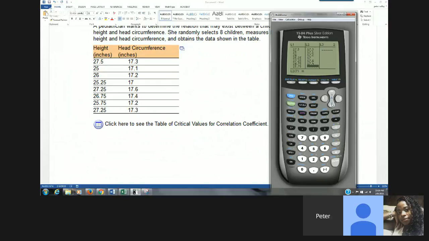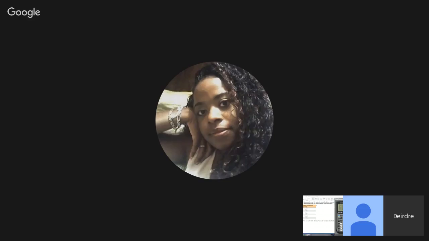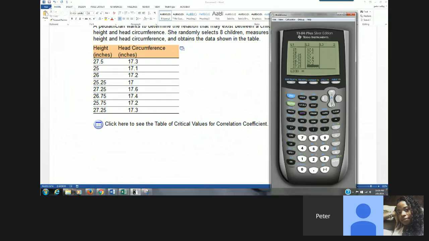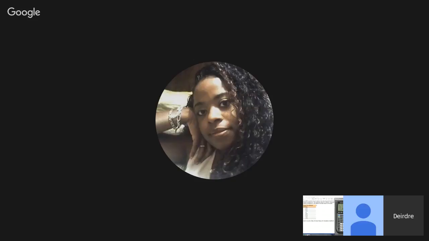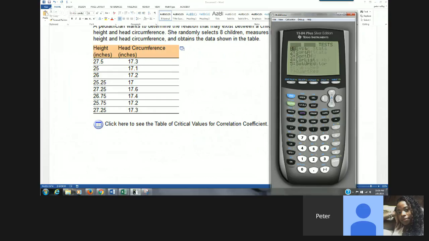17.2, right? Okay, so from here, I've got my list 1 and list 2 in. So I'm going to calculate my LSRL. I'm going to go to stat, calc, and do linear regression.